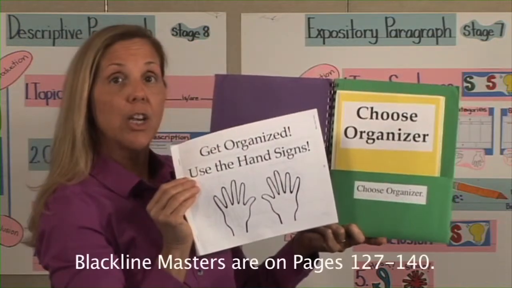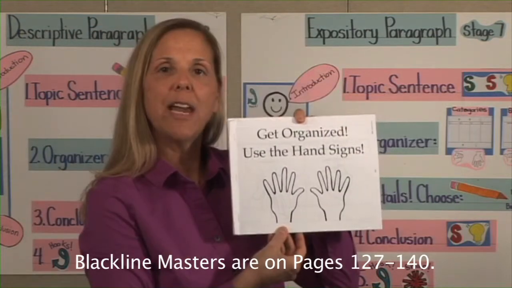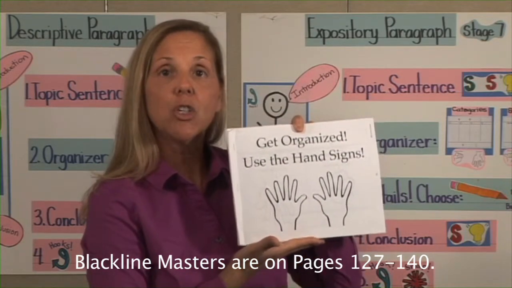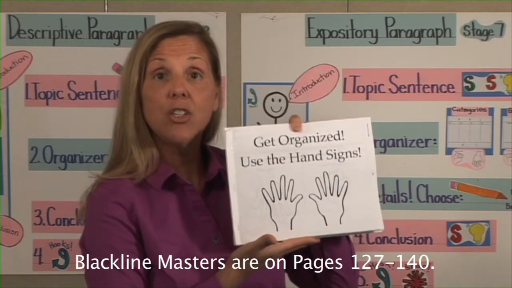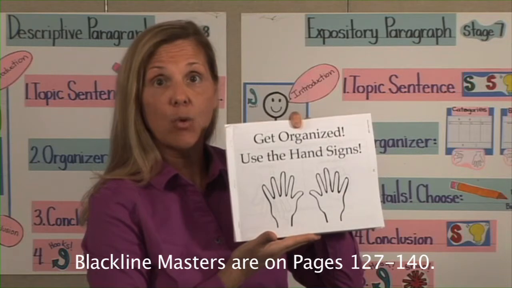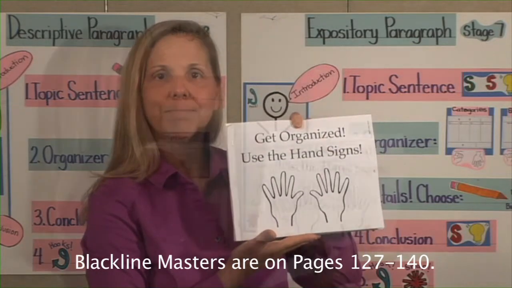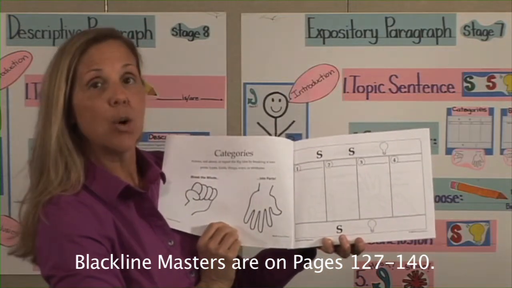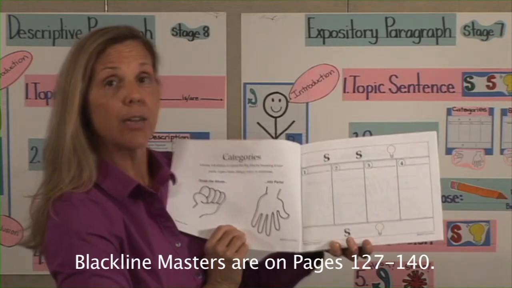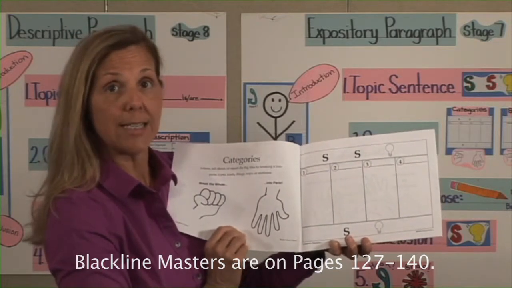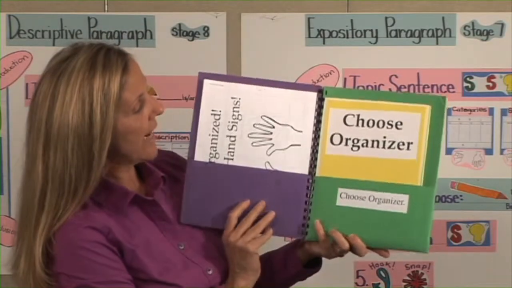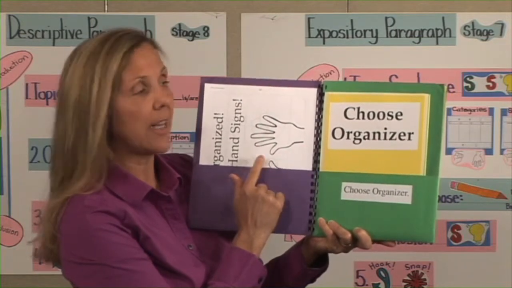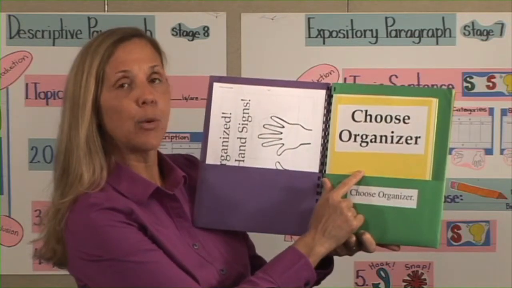Here's our Get Organized, Use the Hand Signs booklet. You would duplicate all these pages back to back, staple them together, and now you have a handy resource for you to show your children which organizer they need to use with the hand sign that helps them fill out that organizer, all in one simple booklet. This booklet has the hand signs as well as the organizers for all 6 organizers in our informative explanatory writing stages. In our section of Choose an Organizer, I just showed you the flip booklet that you could make easily. I'm going to show you another booklet that I created.